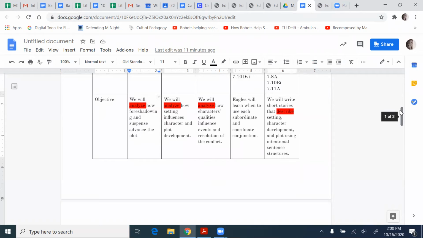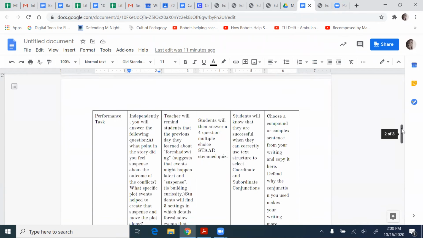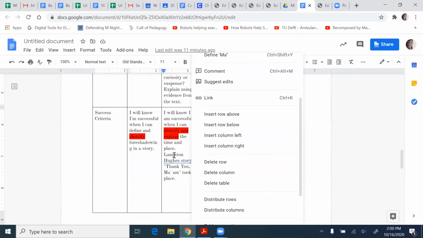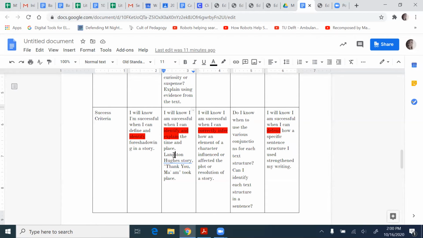We will analyze how setting influences character and plot development. Okay, so we come down here. I will know I'm successful when I can identify and explain the time and place Langston Hughes' story, "Thank You, Ma'am," took place. That's not what they're asking. It doesn't matter if they can tell you when it took place. What you need to be asking is, where was Langston Hughes coming from, how did his perspective inspire this story? What was it about the world around him that made him choose to write "Thank You, Ma'am" the way he did?